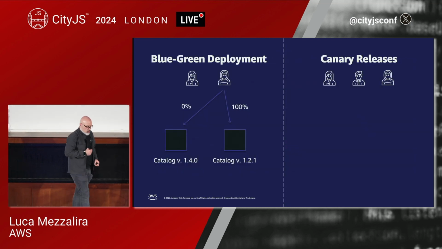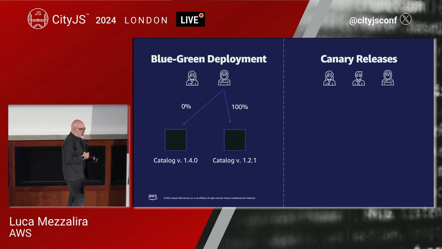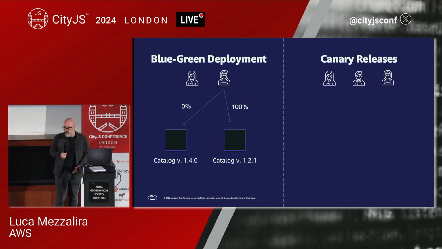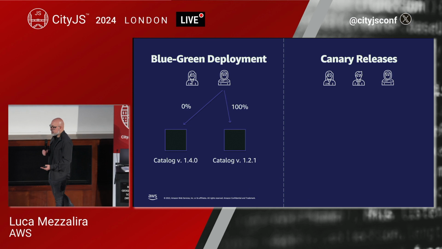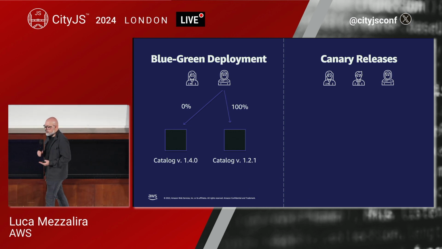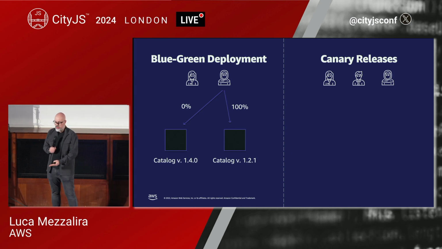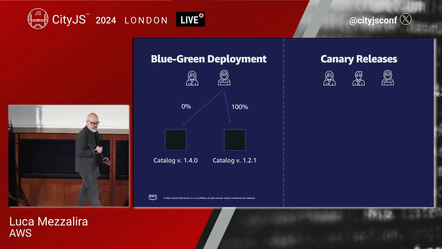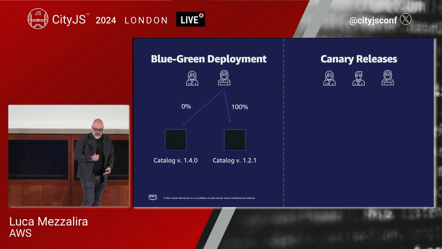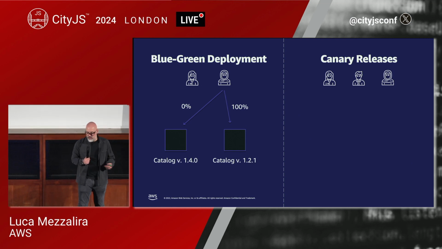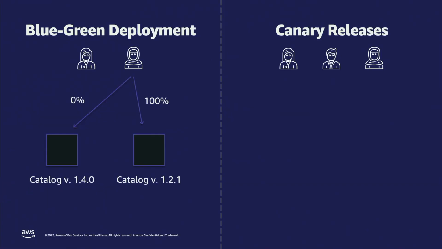So just to explain what I had in mind when I say de-risking the deployment, there are two things that are really shining in the microservices world. That is the deployment phase in blue-green deployment or canary releases. If you're familiar with that, blue-green deployment means I have a new version of my service, a catalog v1.4.0, and I deploy it in production.